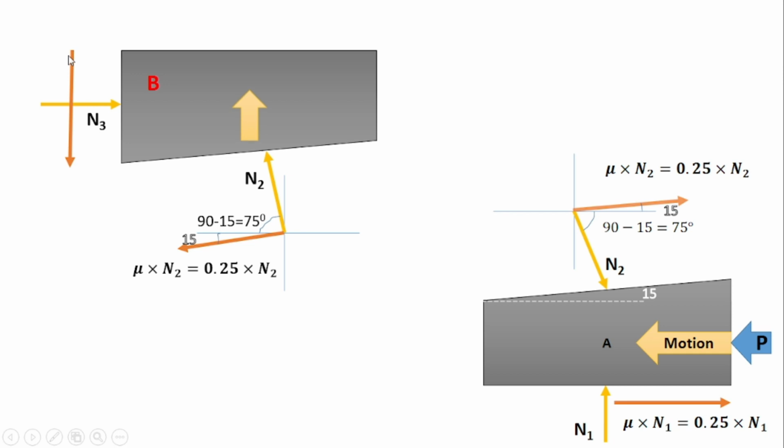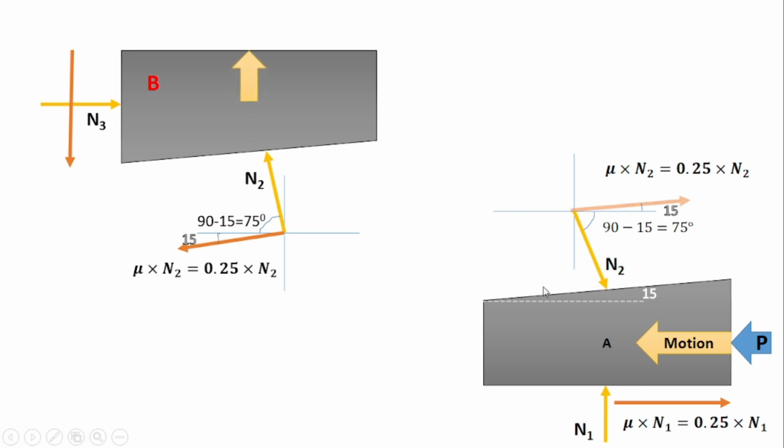The friction force depends on the direction of motion. It is always opposite to the direction of the motion. So here you can see the friction force is opposite to the direction of the motion. The value of friction force is equal to the coefficient of friction into normal reaction, so it is mu into N2. Then the angle of the friction force is equal to the angle of the plane. As the friction force is tangential to the plane, its angle will be the same as the plane. So here the angle is 15 degree.